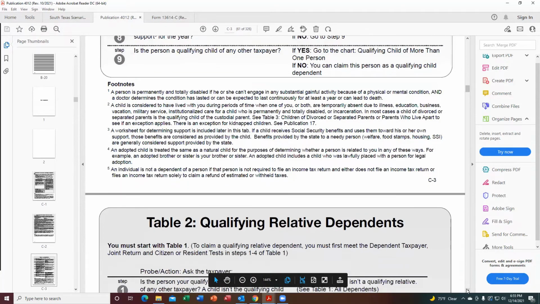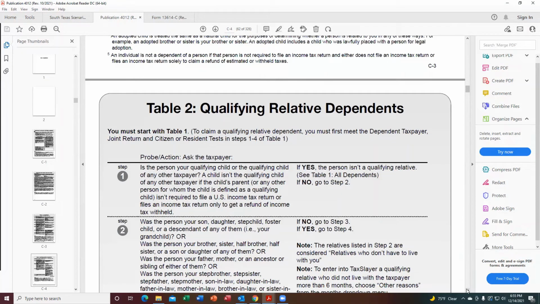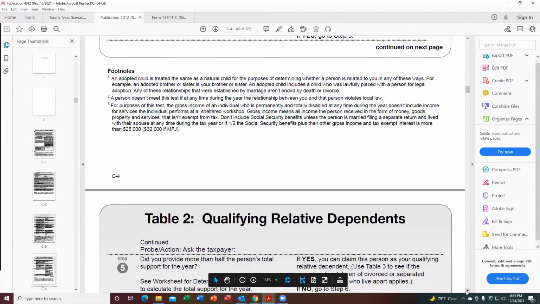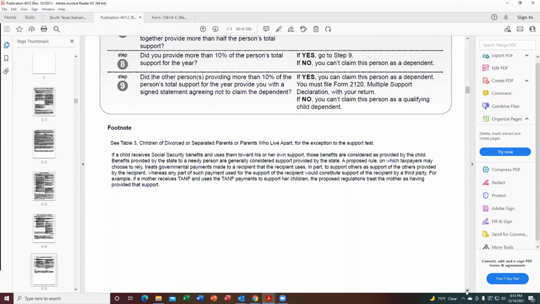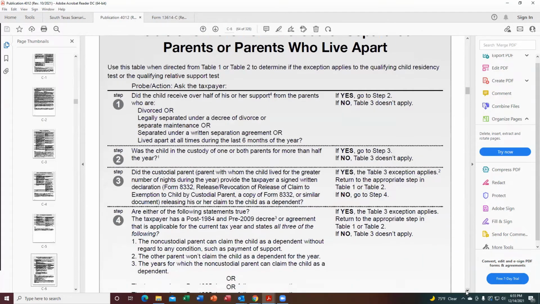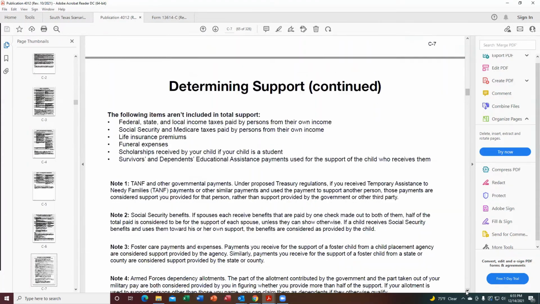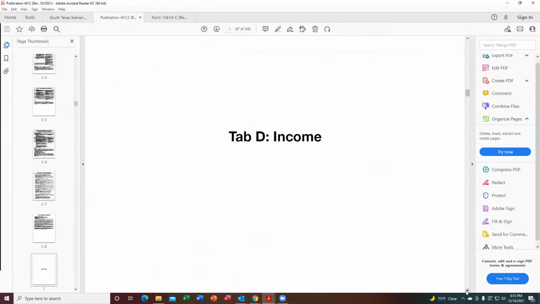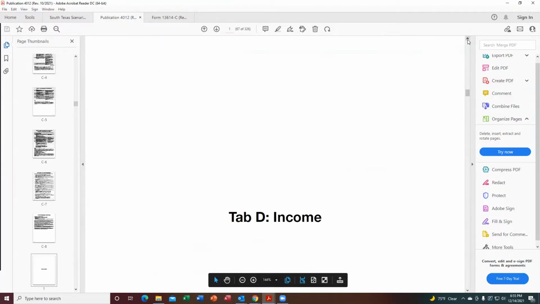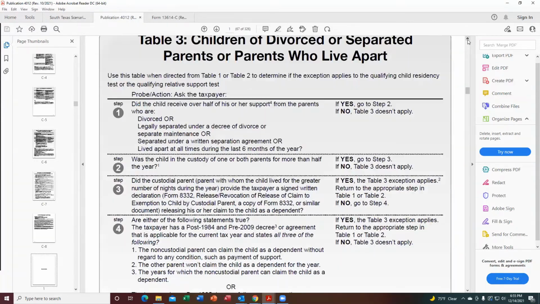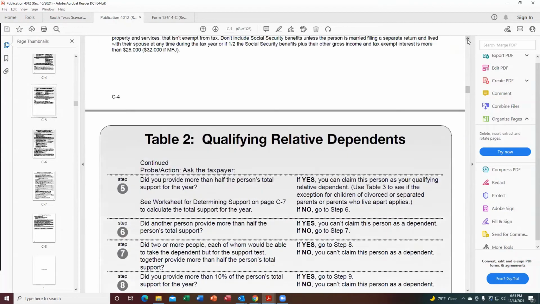And then over here, it continues with a qualifying relative dependent. And I'm trying to find the other table. Let's see if I can find it. I think that one's going to be under the head of household. Okay, that won't confuse you. I'm just going to stop right there.